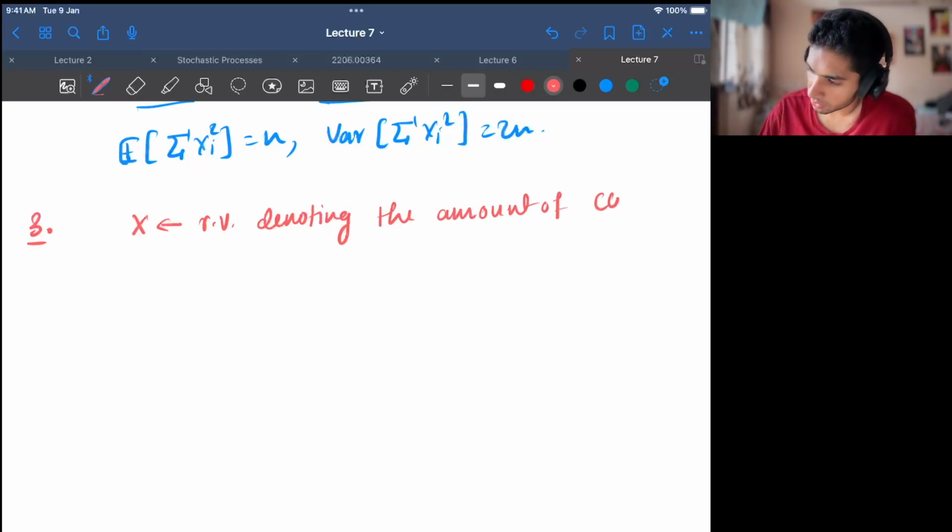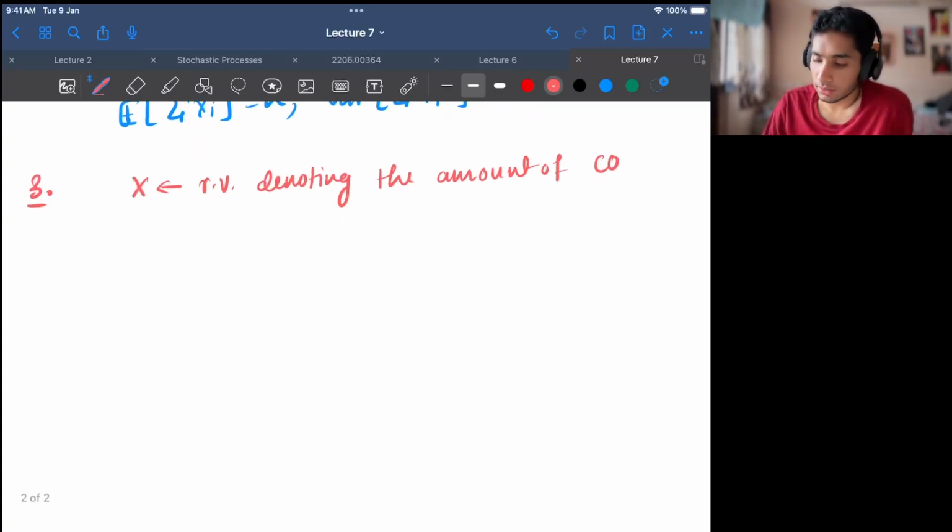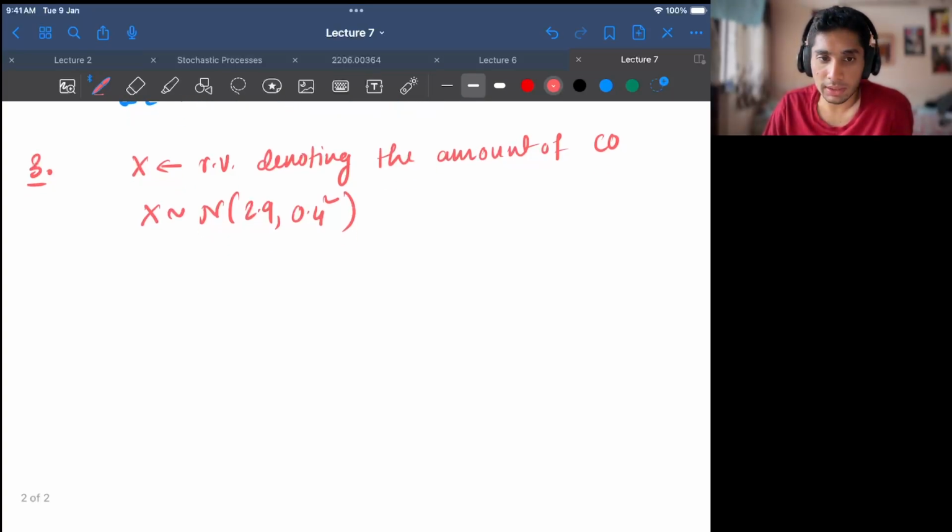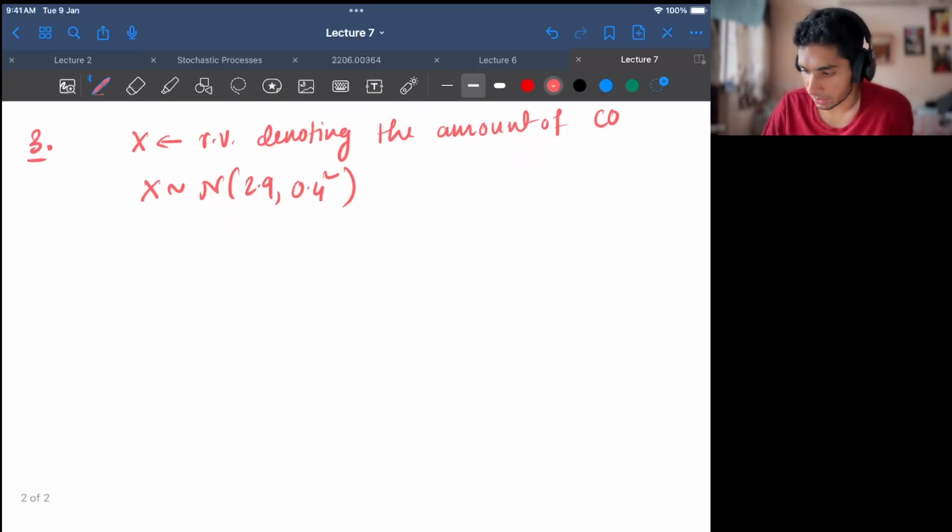of carbon monoxide, CO. We are told that x is distributed according to a normal distribution with mean 2.9 and variance 0.4 square. The question asked is: if one randomly chooses one of the cars, what is the probability that the carbon monoxide emission from that car is greater than 3.1? This is what is asked.